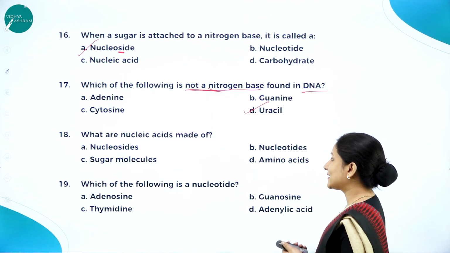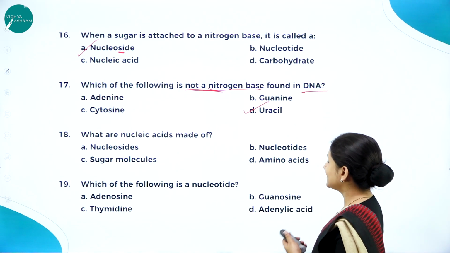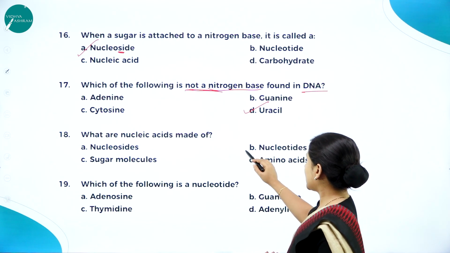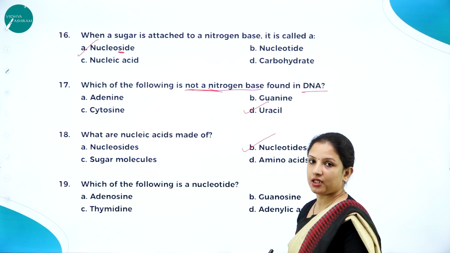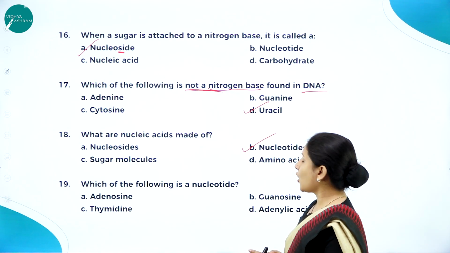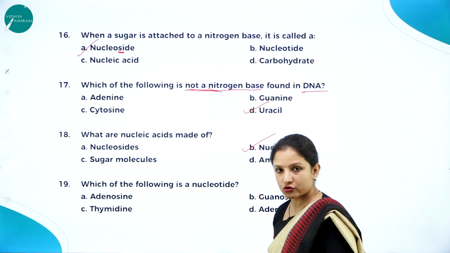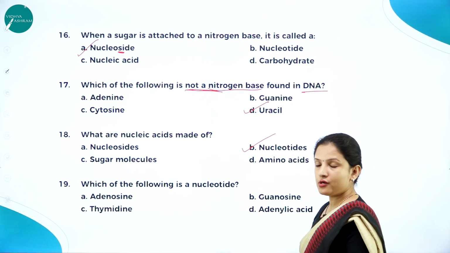Next, what are nucleic acids made of? Nucleosides, sugar molecules, nucleotides, amino acids. The right answer is nucleotides, because nucleic acids present in the DNA consist of a sugar molecule which is attached to a nitrogenous base and a phosphate group. So therefore it is made up of a nucleotide.